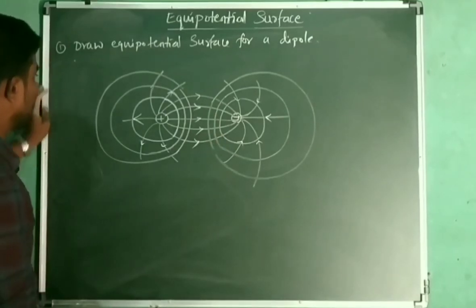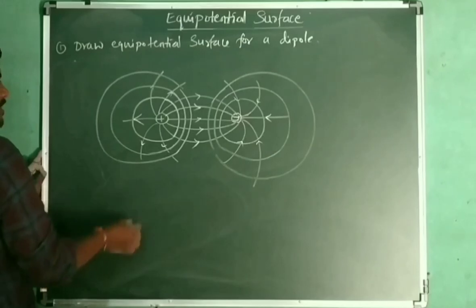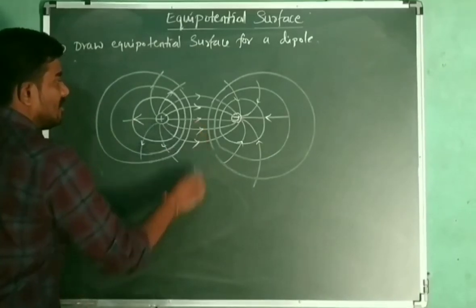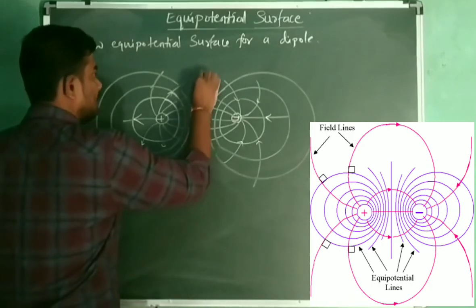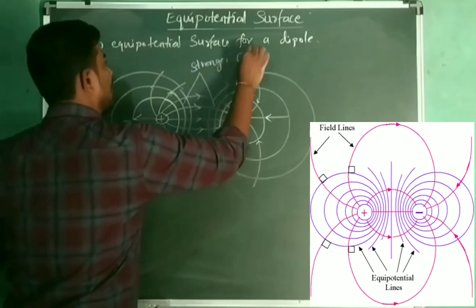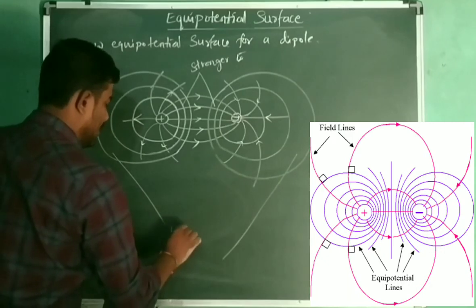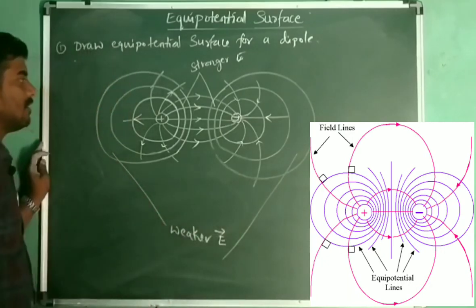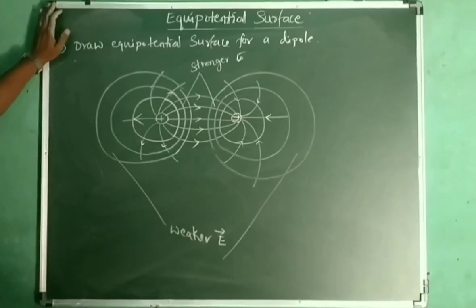Like this. See here, the electric field at this location is weak because the equipotentials are not close, and at this point the electric field is strong since the equipotentials are very close. Stronger electric field, weaker electric field. Okay, so this is all about equipotentials.